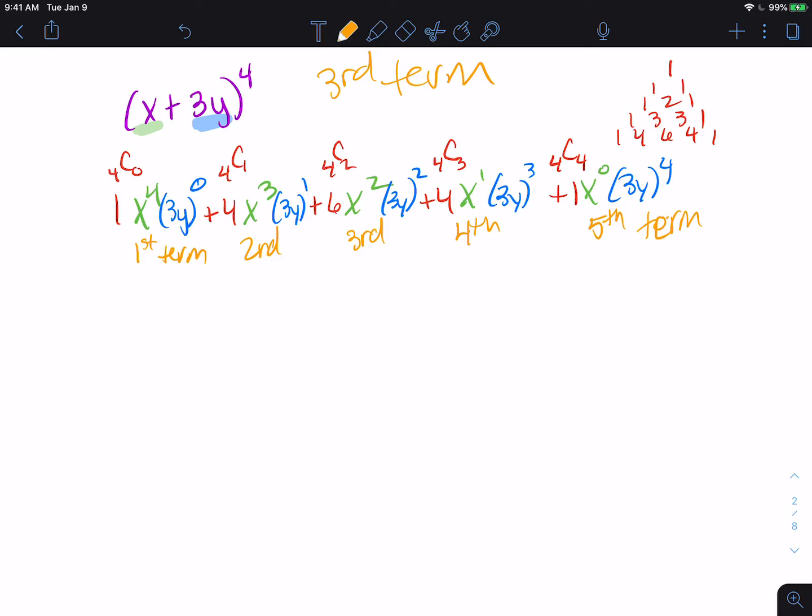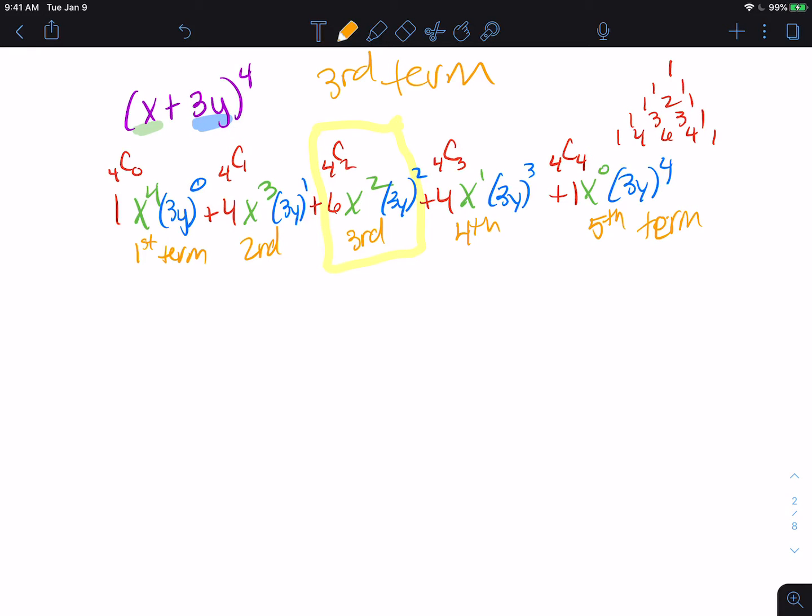Okay. Well, if we want the third term, that means we're looking at this one here. Notice if I look at this power, it's a 2, and this power is a 2. This one is the one that we want to look at. So we've got the first term, and then this one is 0. This is the second term. This one is 1. This is the third term. This is 2. This is the fourth term. This is 3. This is the fifth term. This is 4. So whatever term that we have, we're going to go one number less than that, and then that becomes the power for our second term.